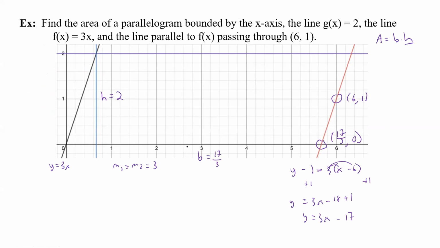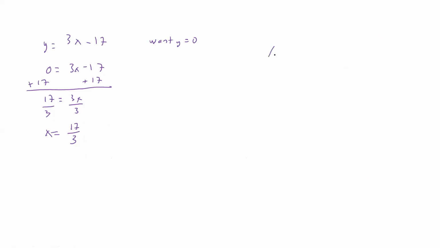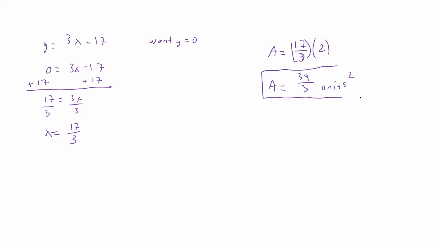Again, we don't know the units, it's not given. So now we can find the area, which is equal to the base, 17 over 3, times our height, which we said was 2. So the area is equal to 34 over 3 units squared. This time I left it as a fraction. We could divide that if we wanted to, but it's easy to do in your head. So the area of that parallelogram based on the lines given is equal to 34/3 units squared.